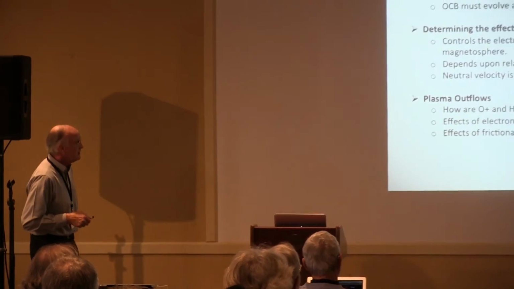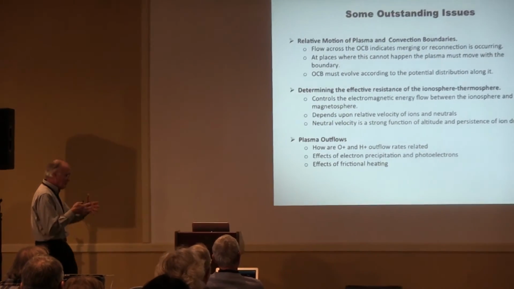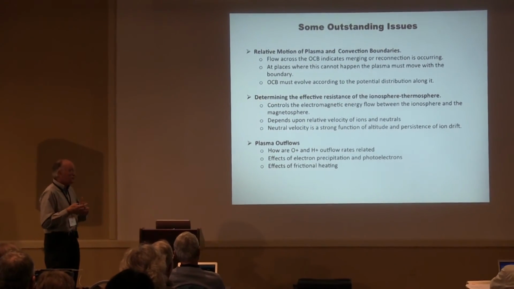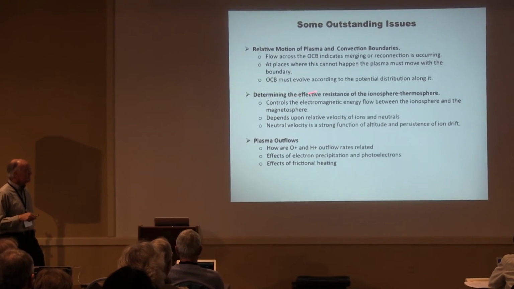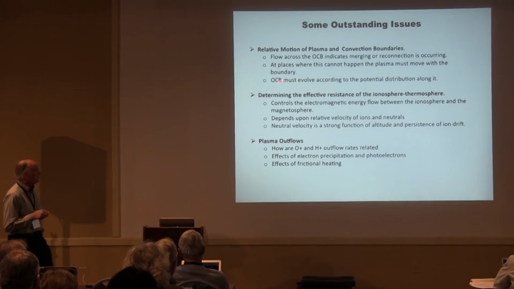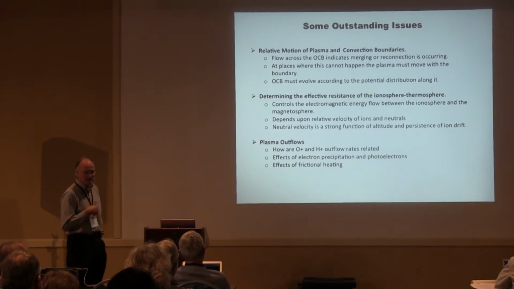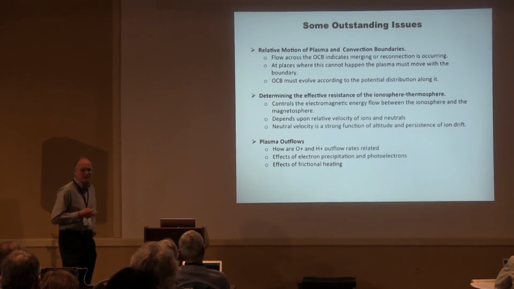So I hope I've convinced you that there's a very large relative motion of the plasma and the convection boundaries, and whether the plasma flows across these convection boundaries or not is determined by whether there's merging or reconnection. So if a boundary doesn't correspond to a merging or reconnection region, if the boundary moves, then the plasma must move with the boundary.